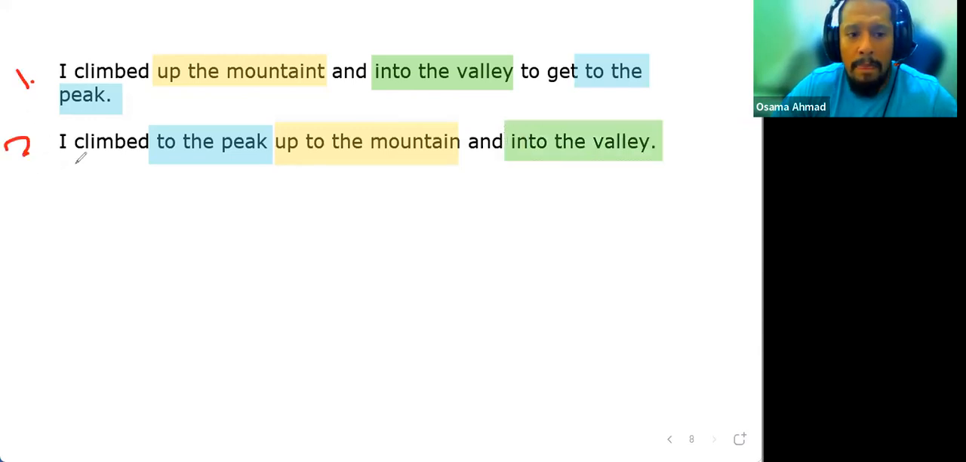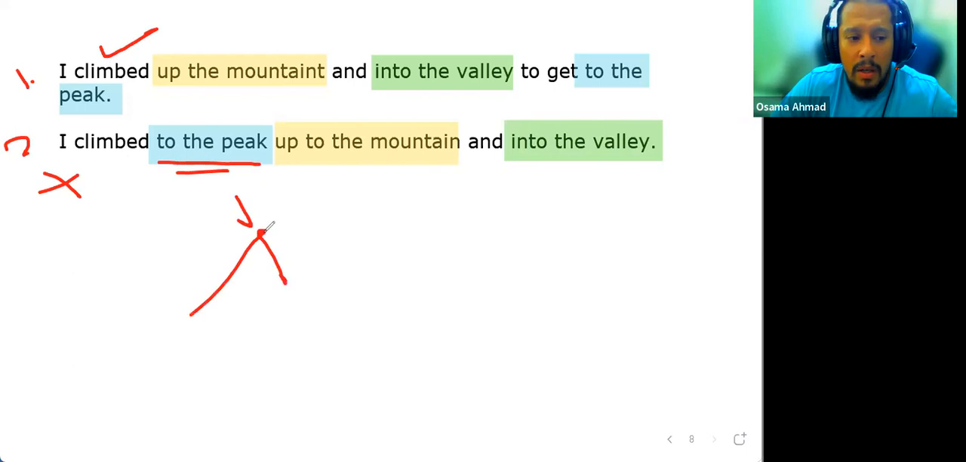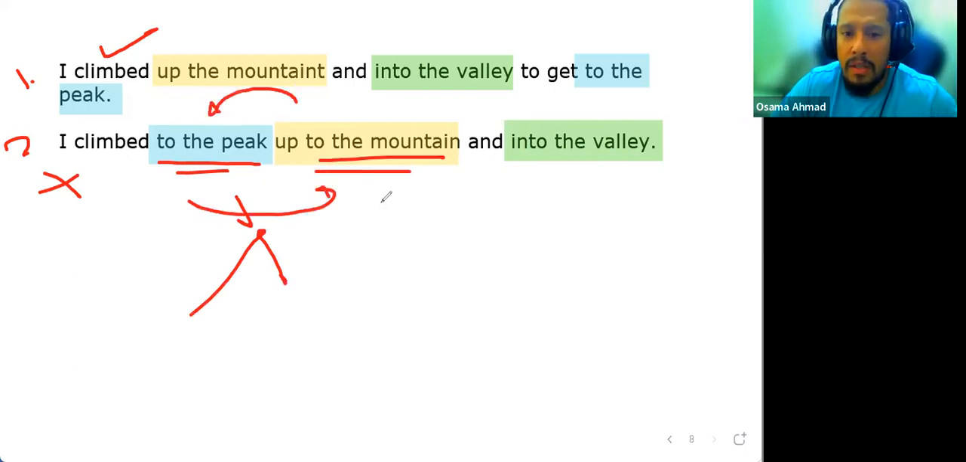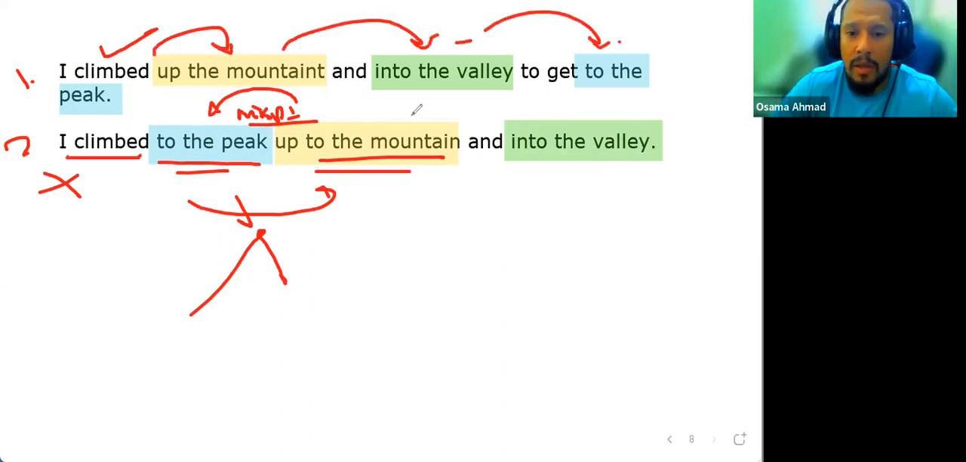Do you see how these two are different? Number 1 is correct, number 2 is incorrect. Number 2 is illogical. He climbed to the peak, up to the mountain? No, it needs to be a logical sequence of events. So this is also a misplaced modifier. Why? The preposition is incorrect. He climbed up the mountain, into the valley, to the peak. This would make more sense. So be careful with modifying phrases. Make sure the modifier correctly modifies the subject of the sentence.